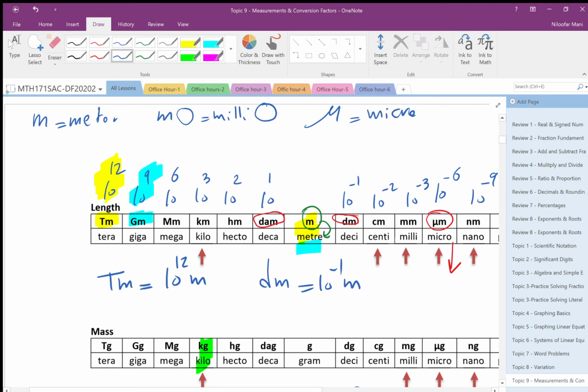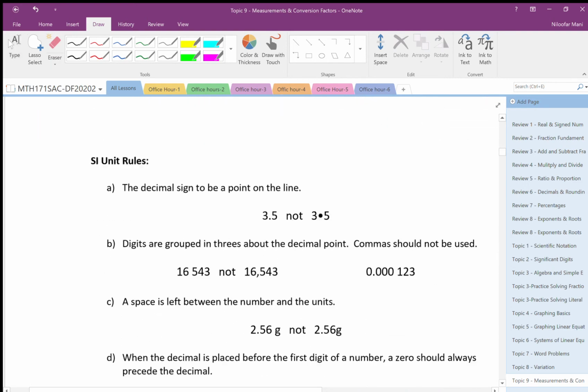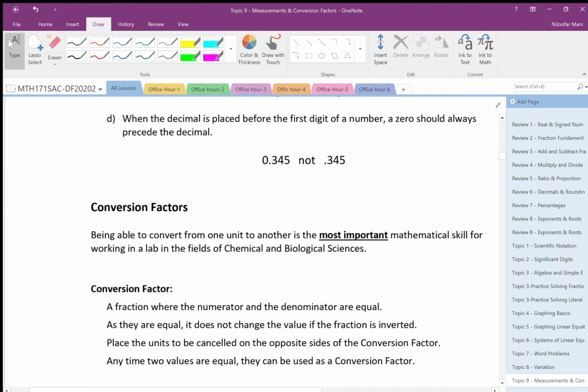If I see capital M, that's mega. Okay, but mega what? Mega something. Mega this. Right? Now I try to use this table to show you how I can represent one of them based on the other.